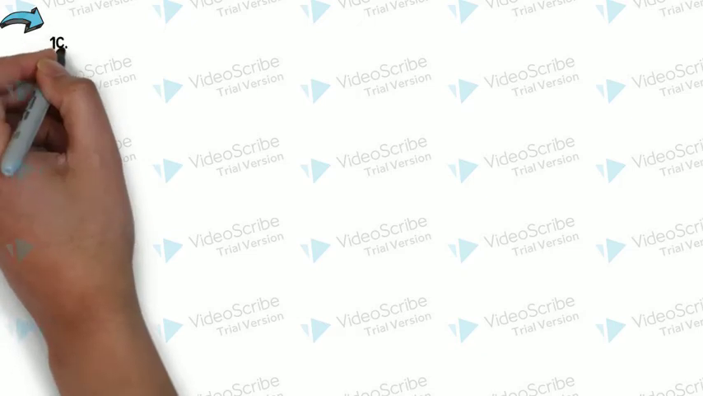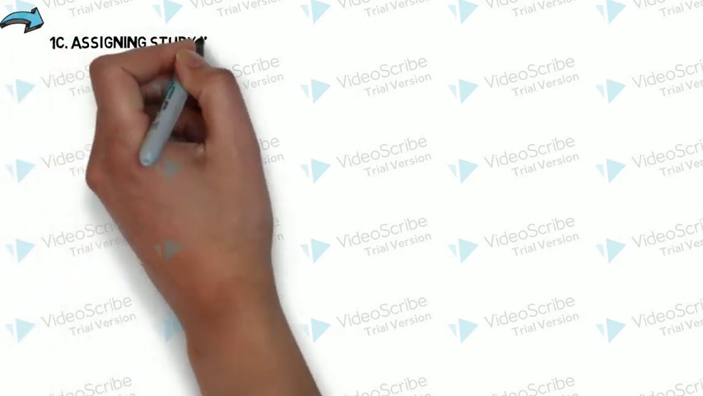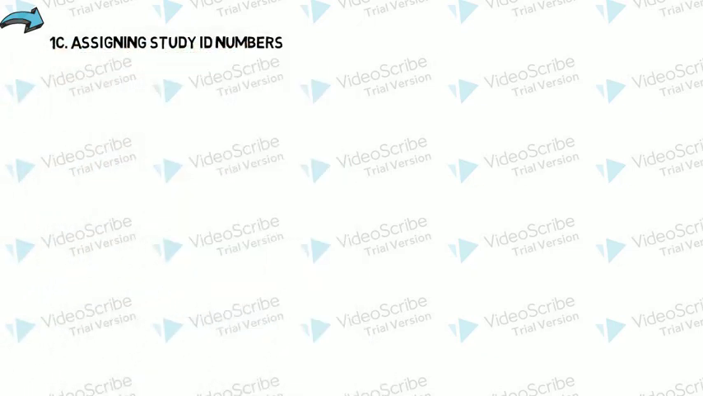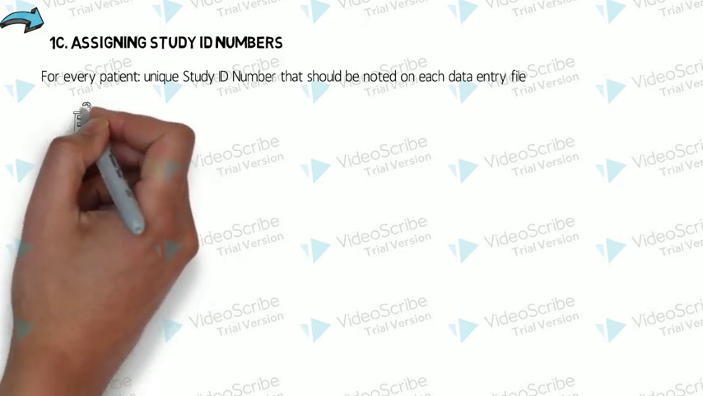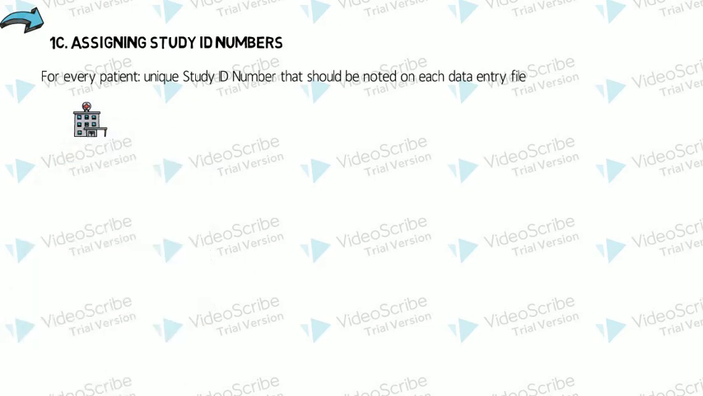Thirdly, assigning study ID numbers. Each patient who consents to participate in the study is assigned a unique study ID number. Subsequently, this unique number has to be written down on each data entry file. The unique number includes the participating center's 3-digit center identification code, plus the 3-digit local patient identification number.